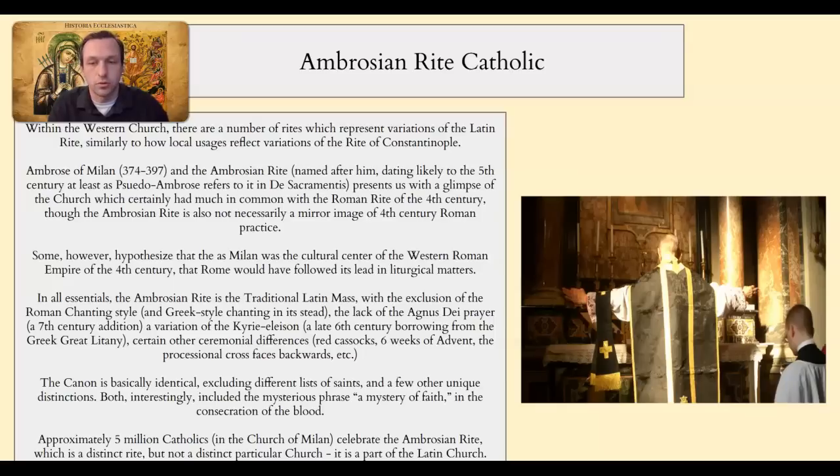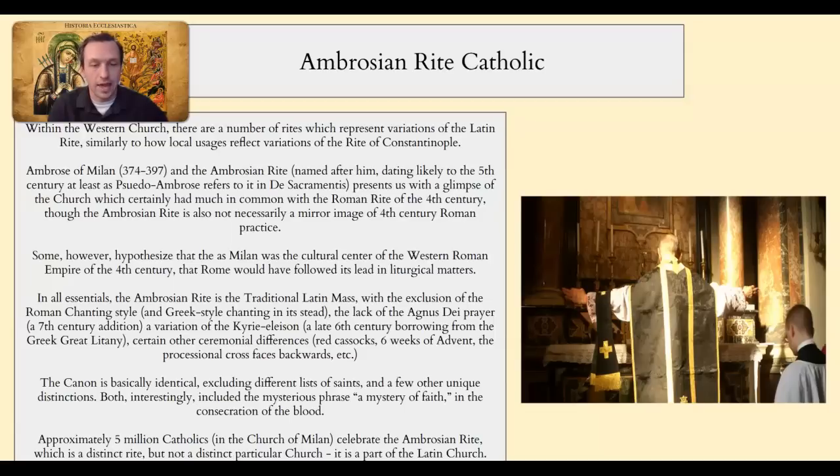Red cassocks are used, and there are 6 weeks of Advent, and the processional cross faced backwards rather than forwards. The Roman canon was basically identical, but it had a different list of saints and a few other unique distinctions. Both, interestingly, included the phrase "a mystery of faith" in the consecration of the precious blood.